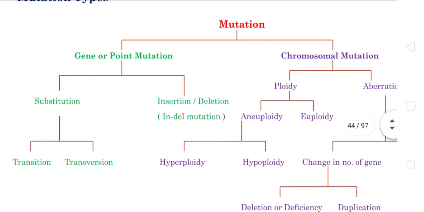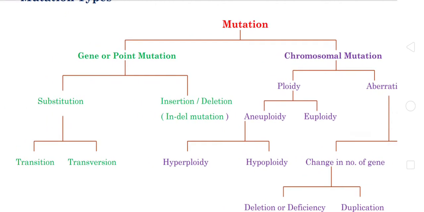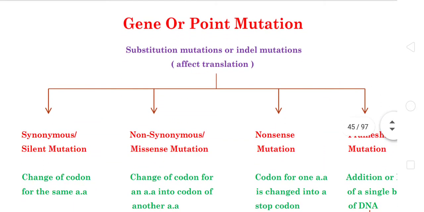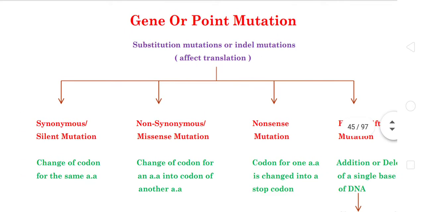Then this gene mutation or point mutation is again subdivided into types: substitution, insertion or deletion. Substitution is again subdivided into two types: transition and transversion. Let's see them one by one. What is gene mutation? Gene mutation or point mutation is also called substitution mutation or indel mutation.